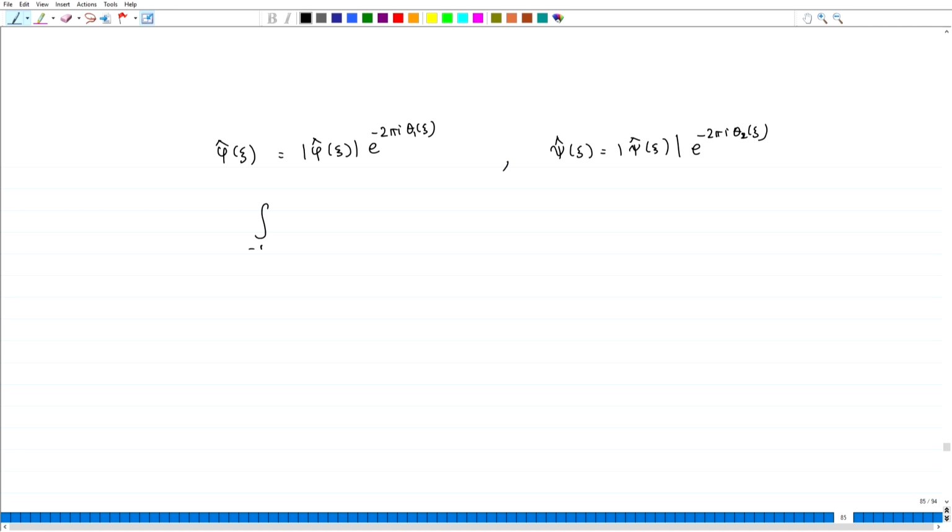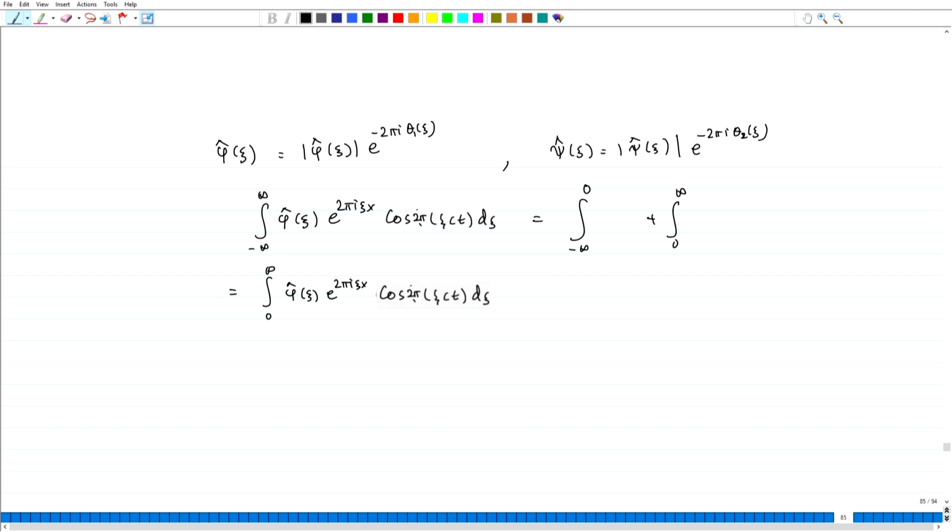Now, if I am looking at the integral from minus infinity to infinity of phi hat of xi e to the power 2 pi i xi x, then this is cos 2 pi xi c t d xi. This I can break into the integral from minus infinity to 0 plus 0 to infinity, and then by the change of variable I am going to get 0 to infinity phi hat of xi e to the power 2 pi i xi x cos 2 pi xi c t d xi plus 0 to infinity phi hat of minus xi and then e to the power minus 2 pi i xi x cos of minus xi c t, which is cos xi c t, because cos is an even function.